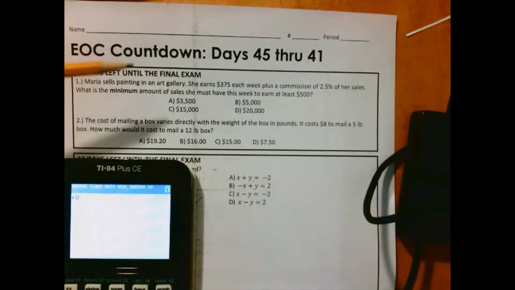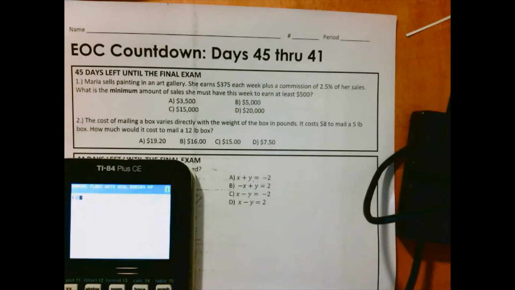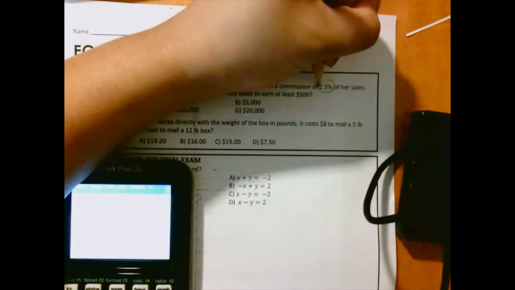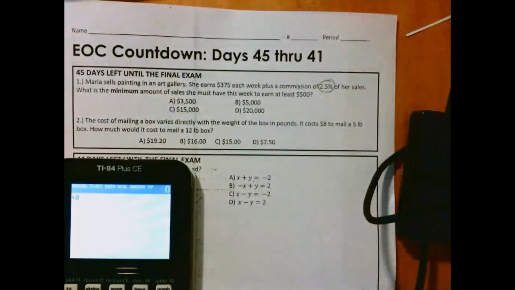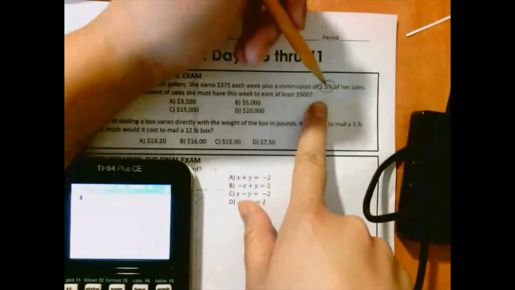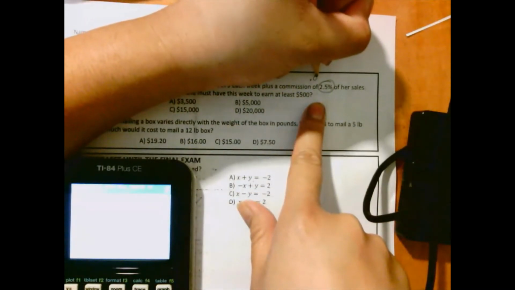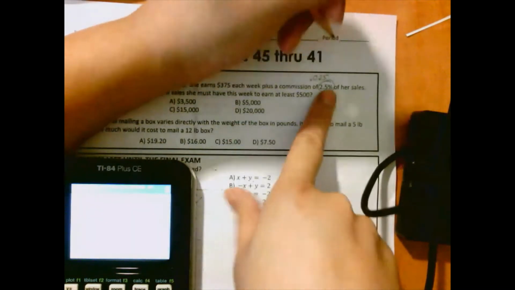Maria sells paintings in an art gallery. She earns $3.75 each week, plus a commission of 2.5% of her sales. Now, I can already tell you that usually you're going to have to change that to a decimal. I know it already has a decimal, but this is a percent. So to change it to a decimal, I need to move the decimal over 2 times. So that'd be 0.025 instead of having it as a percent.